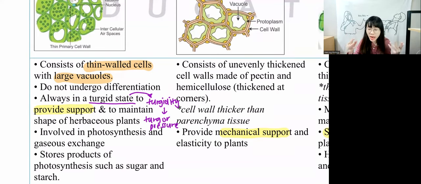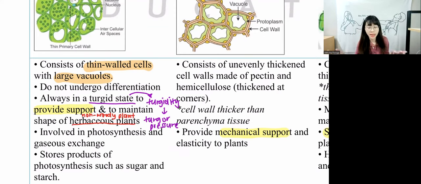So why do they need turgidity? Because in herbaceous plant, herbaceous means non-woody plant. Non-woody plant uses water as a support. That's why they have to maintain a turgid state. When water diffuses into it, it becomes bigger, vacuole becomes bigger.